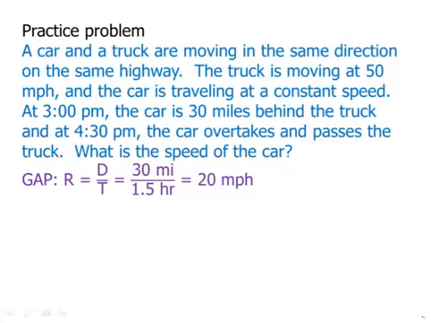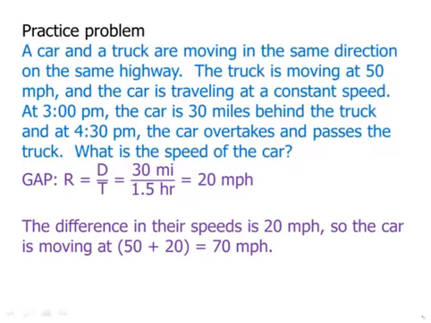Well, of course, the car is moving faster because it catches up to the truck and passes it. Since the truck is moving at 50 miles an hour, the car must be moving 20 miles per hour faster than that. So 50 plus 20, it must be moving at 70 miles an hour. And that way the difference between the car and the truck would be 20 miles an hour. So notice that by solving for the gap, we made this much simpler. This would have been a much longer problem if we set up a d equals rt for the car and separately a d equals rt for the truck.